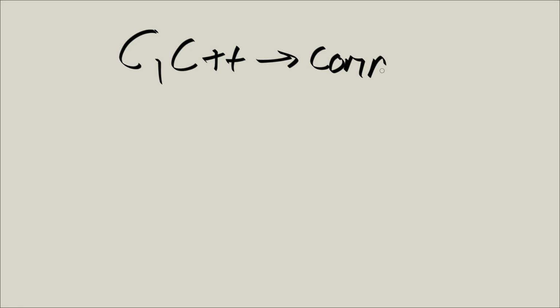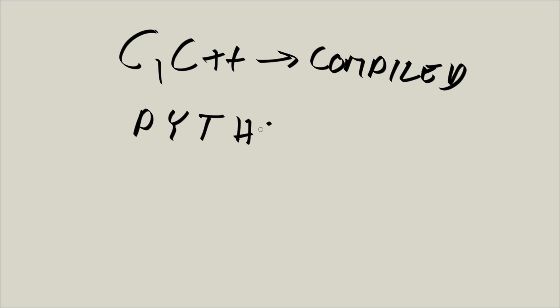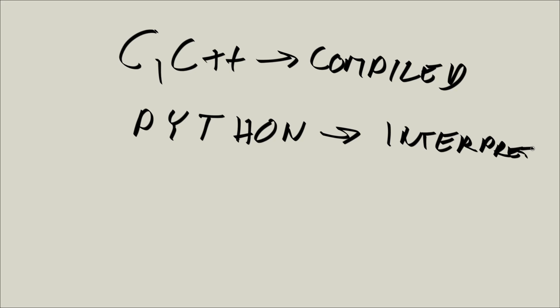So for example, C and C++ are actually compiled, and for example, Python, which I mentioned and then I said that it's not technically true, is interpreted. Interpreted. I hope I fit this onto the screen. Interpreted. So what is the difference between these two?